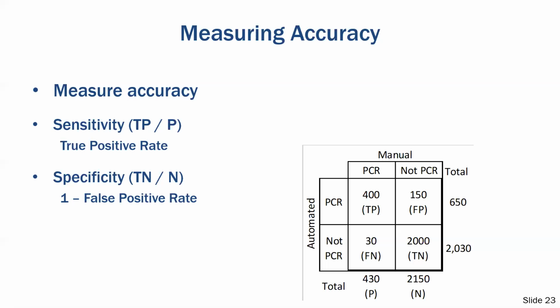In our case, the sensitivity here, the true positive rate, is the number of true positives, 400 in the upper left, divided by the number of actual PCR projects or positives, 430, it's 93%. Specificity is in our case, 2,000 true negatives identified by the machine learning algorithm out of 2,150. In this case, it just happens to be also 93%, for illustrative purposes. I'll be referring to these measures in the next slide.